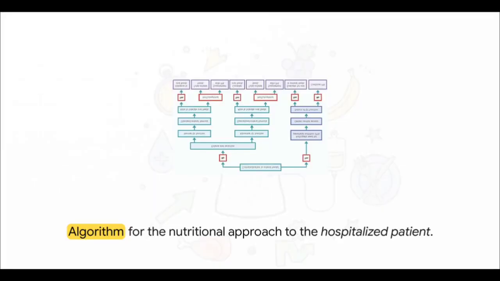When you're deciding on a nutritional approach, the algorithm is straightforward. Always start by assessing GI function. If it's normal, you prioritize standard enteral feeds. It is only when there is an absolute contraindication to enteral feeding, things like an obstruction, severe ischemia, or a high-output fistula, that we divert our path and start anticipating parenteral needs.